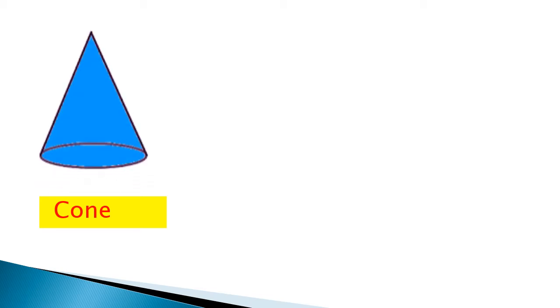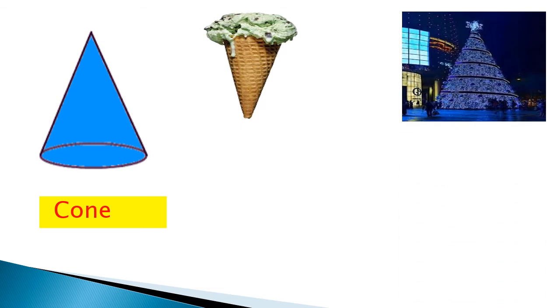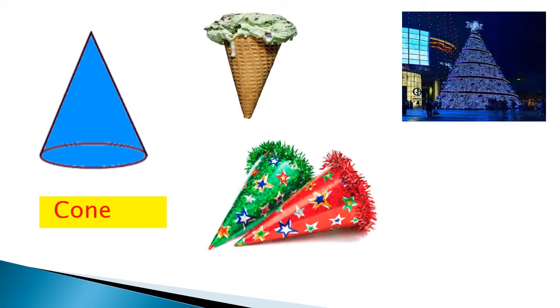Okay, now let's know a new solid, which is the cone. Let's see the cone in what is around us. Yes, it's in ice cream. All ice creams are like cones. And look at this tower, it's like a cone. In birthday parties we celebrate by using these cones, and also we can find it in the ice creams.